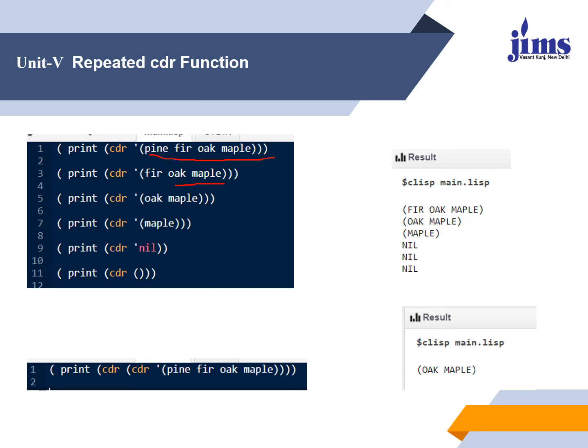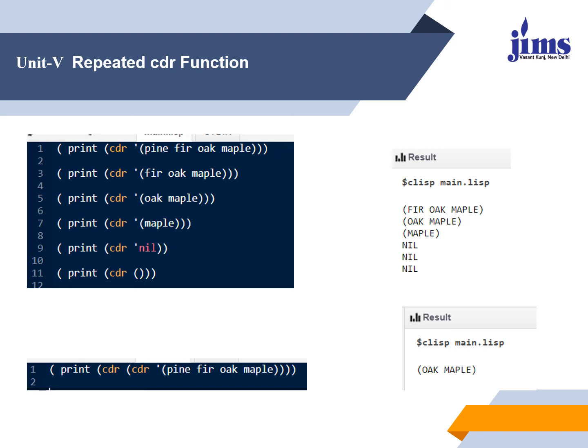Again it will return oak, maple. Again it will return maple. Again it will return nil. And for nil also nil, for empty also nil. So if you keep on repeating the CDR in a list, it will keep on fetching the values and returning you the rest of the elements except the first element, and one time it will come that it starts returning a nil value.